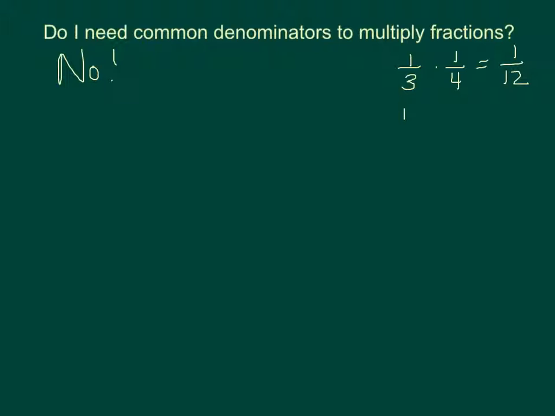If it was 1/3 plus 1/4, you know how we only can add like terms? Well, 3x plus 4x equals 7x. Well, 1/3 plus 1/4, thirds and fourths don't look the same. So that's where you need a common denominator here. But for addition, you do. But for multiplication, you do not.